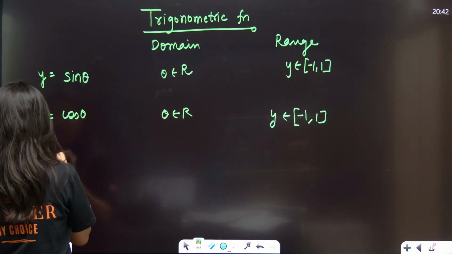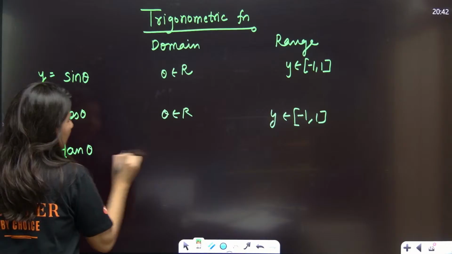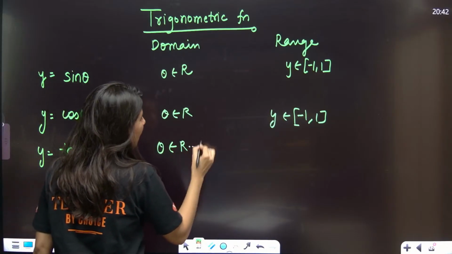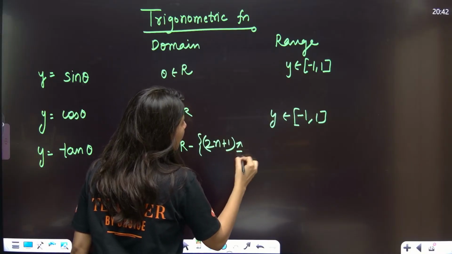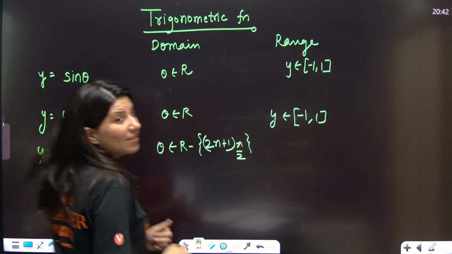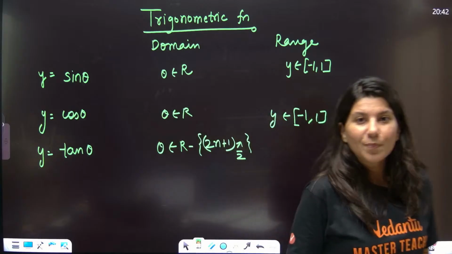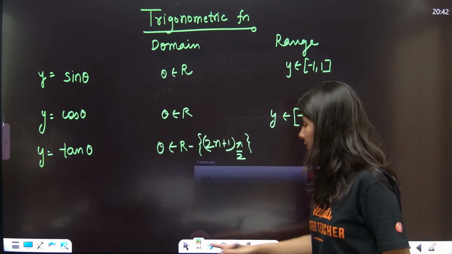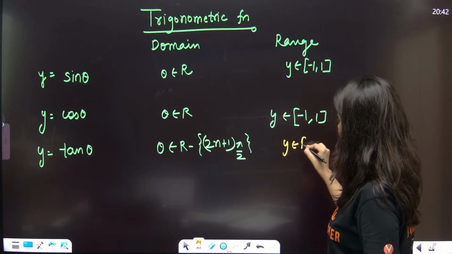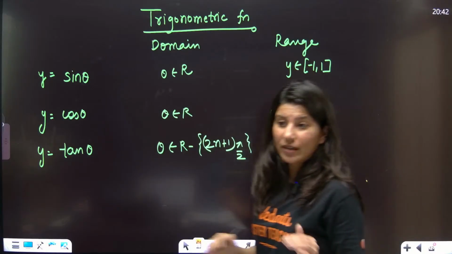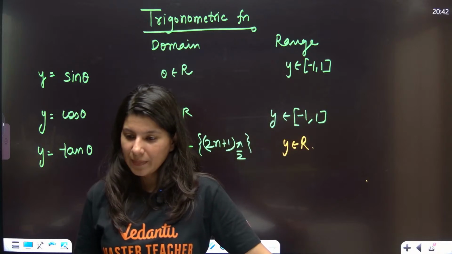Now y equals tan theta. Theta belongs to all real values except odd multiples of pi by 2, because at odd pi by 2 tan theta becomes infinity. So pi by 2 is not a permissible value. What is the range? Range for tan theta is all real values, minus infinity to plus infinity.